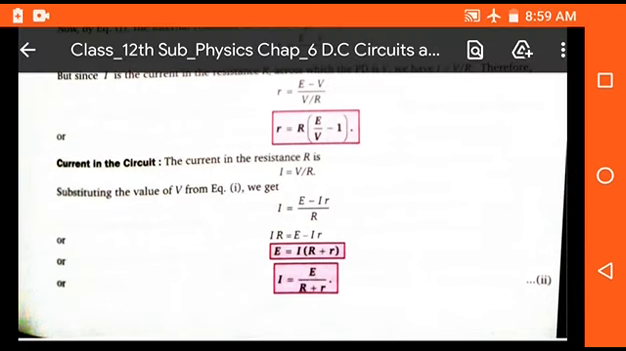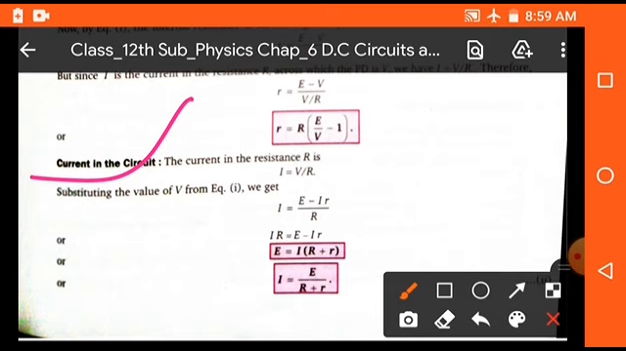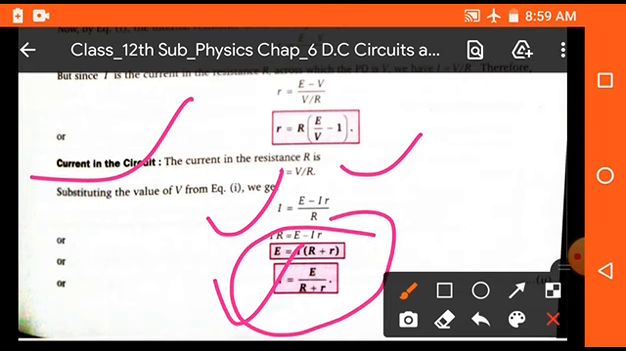Now we can find the formula of total current. So we know that I is equal to V upon R from Ohm's law. So we can write I is equal to (E minus Ir) upon capital R. So on cross multiplication, finally we get I is equal to capital E upon (capital R plus small r). So this is the required formula for the electric current in any circuit.